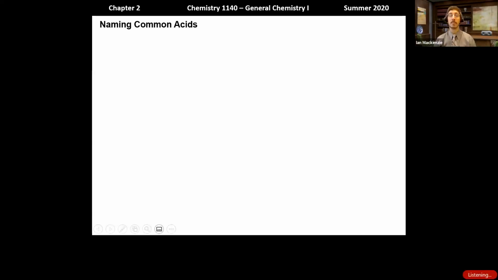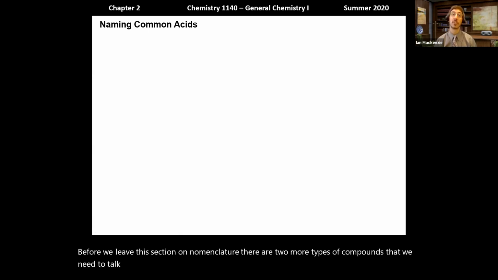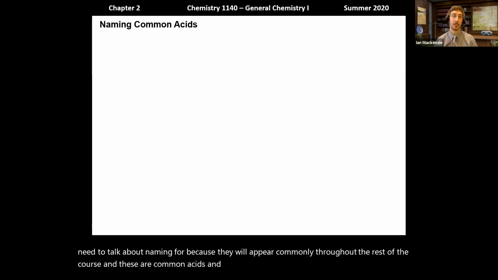Now, before we leave this section on nomenclature, there are two more types of compounds that we need to talk about naming, because they will appear commonly throughout the rest of the course. And these are common acids and binary molecular compounds. I'll give a brief definition of each.